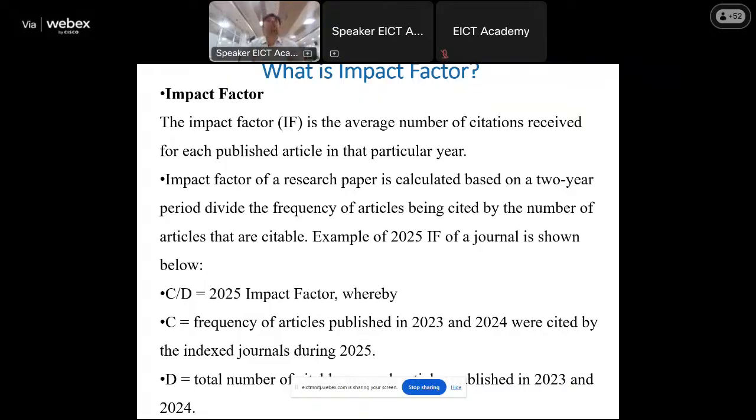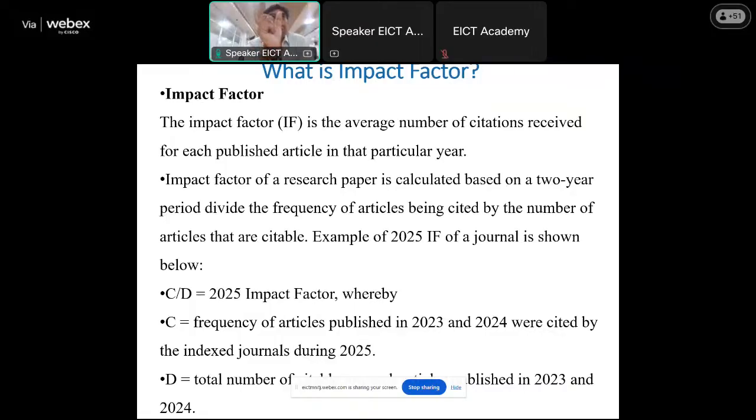So that means the more citations, the more the impact factor will increase. If you have observed, some journal has an impact factor of 5, some journal has an impact factor of 2, some journal has an impact factor of 10. So how is it calculated? The number of citations, and that is also according to Thomson Reuters. The formula is for the previous 2 years.